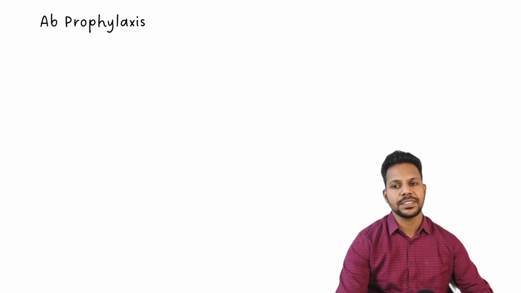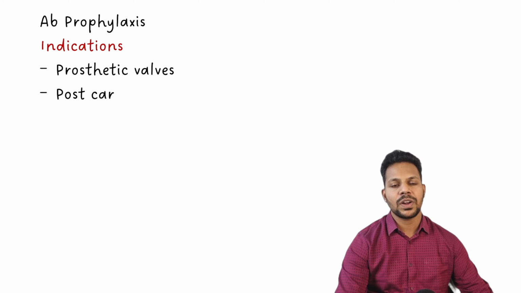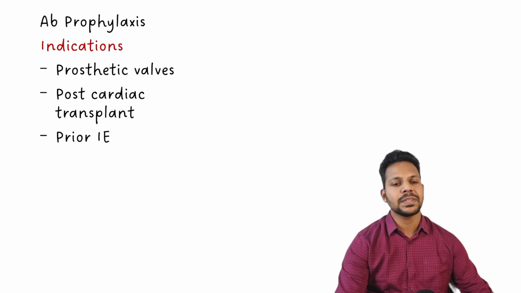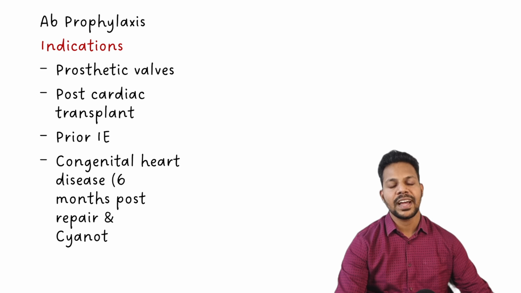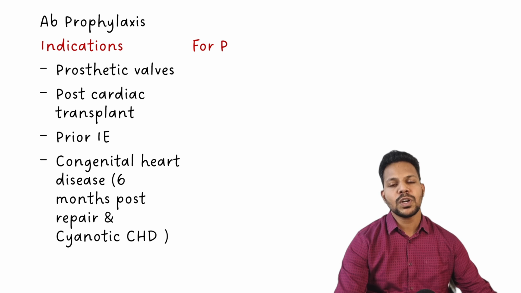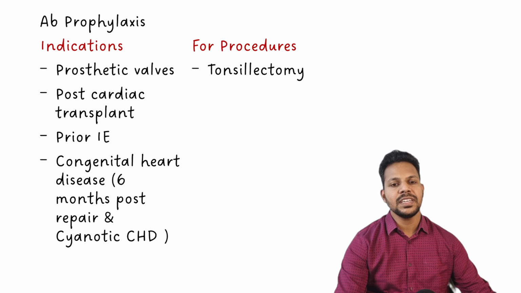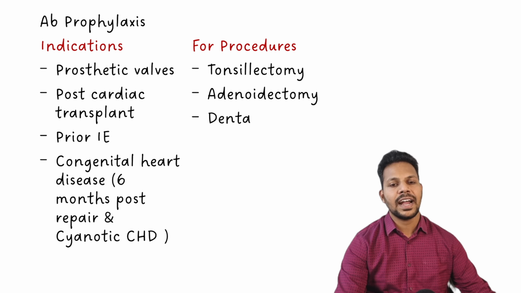Now let's talk about the prevention or the antibiotic prophylaxis. When should you give antibiotic prophylaxis? The indications are presence of prosthetic valves, or if the patient is post cardiac transplant, prior infective endocarditis, and the presence of congenital heart disease, that is at least 6 months post repair, and presence of cyanotic heart disease. Cyanotic congenital heart disease is an indication for antibiotic prophylaxis before procedures like tonsillectomy, adenoidectomy, and dental procedures to prevent Streptococcus viridans infections.